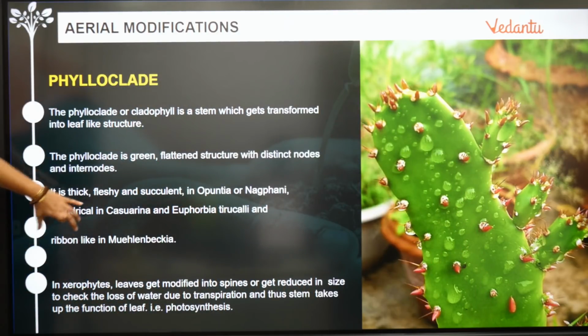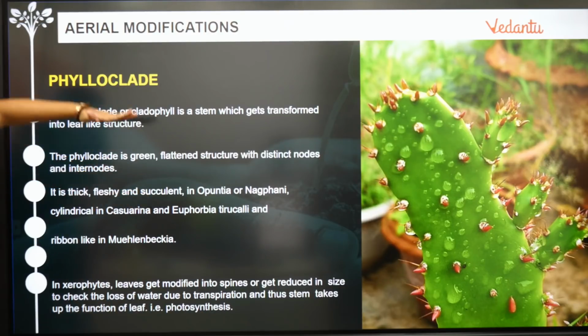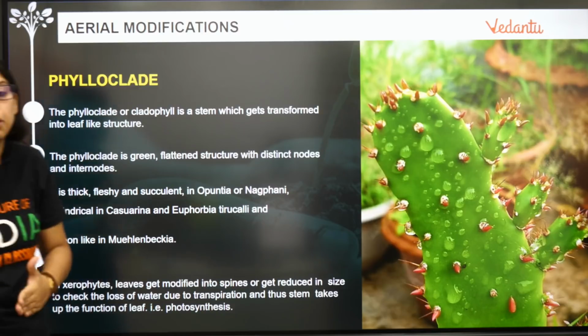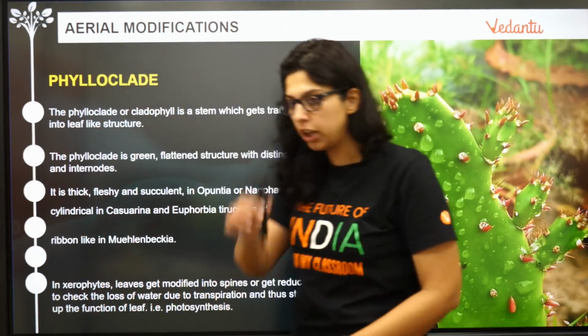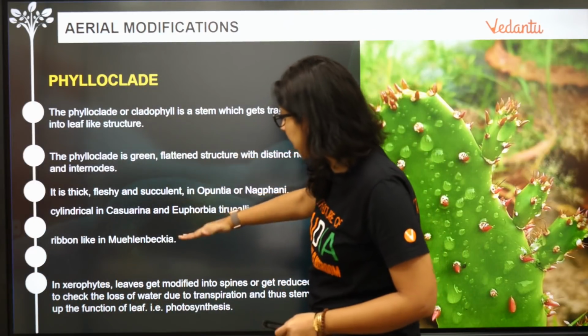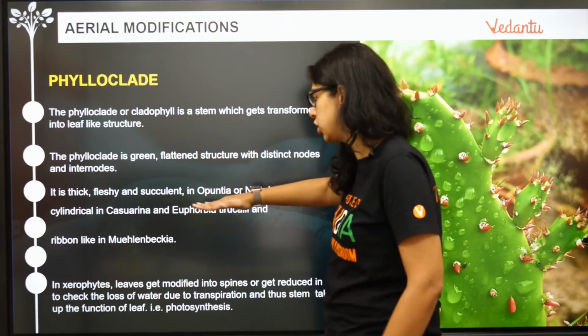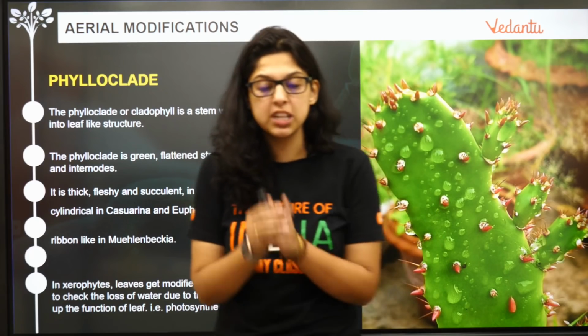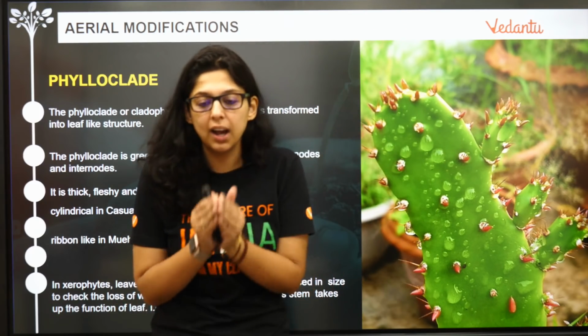It becomes ribbon-like in Muhlenbeckia. ये सारे previous year MCQs हैं. I am not able to write it. But ये सारे previous year MCQs हैं. Opuntia, Euphorbia, Casuarina are MCQs. इन सब में phylloclade होता है.